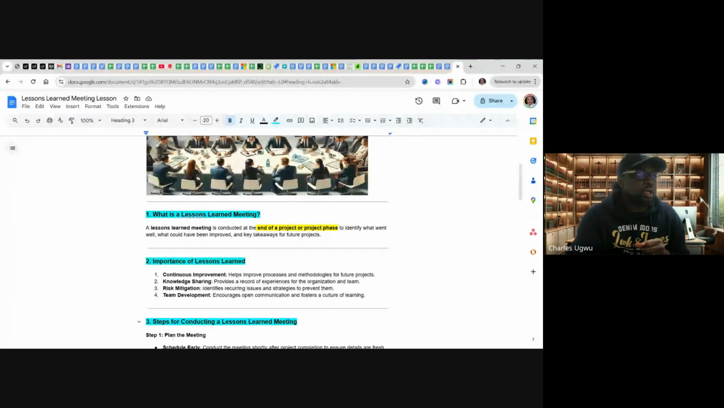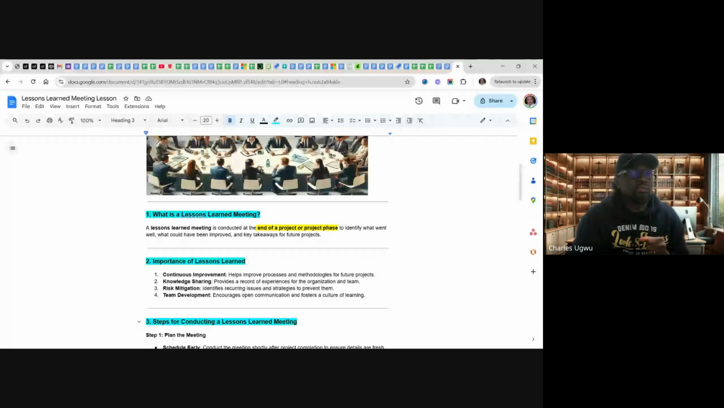In the UK, under Prince 2, they don't play with lesson learned. In Agile project management as well, they don't equally play with lesson learned. Under Agile, it is captured as Scrum retrospective. Call it Scrum retrospective.